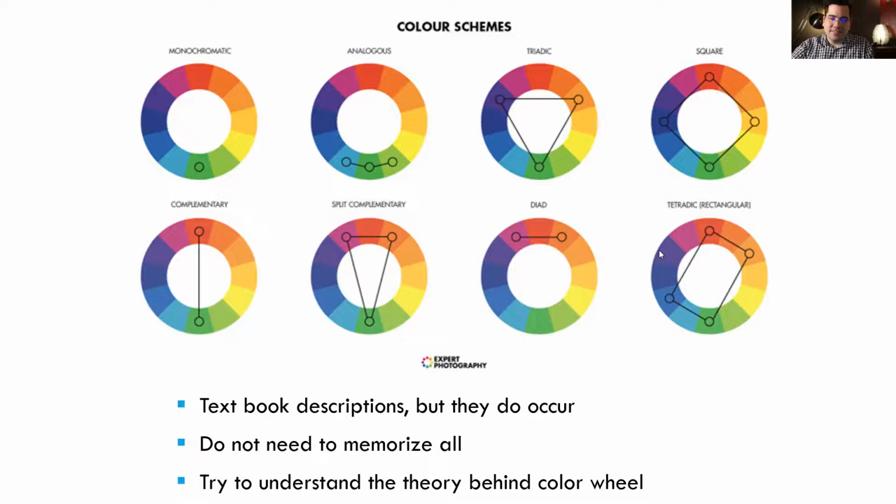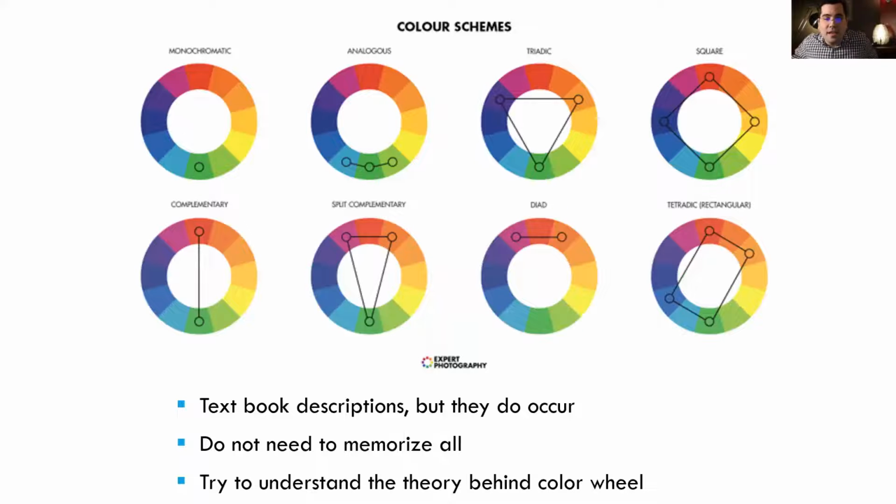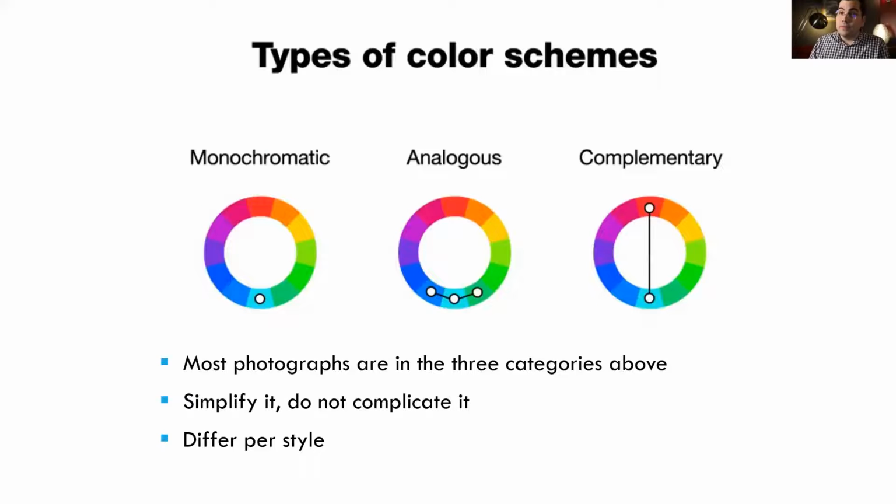Now, the types of color schemes that we're talking about, like I said, are monochromatic, analogous, and complementary. Most photographs can be found in these three color schemes. I want you to simplify it. Don't complicate it. It differs per style. Yes, like I said, there is a lot of split complementary and a lot of triadic. However, there are even more monochromatic, analogous, and complementary.